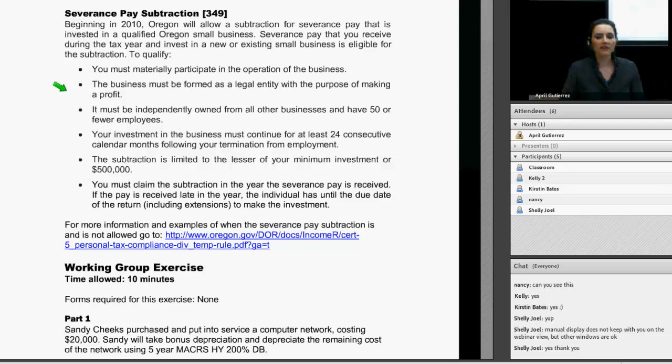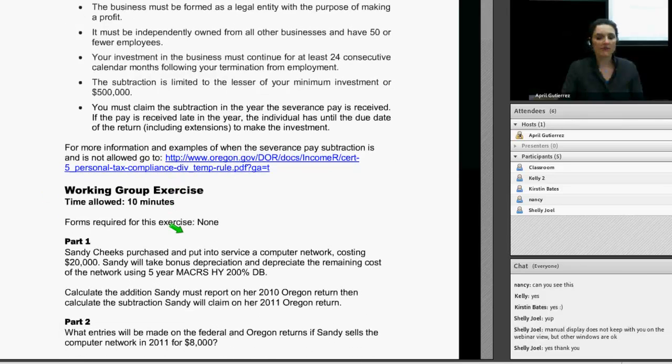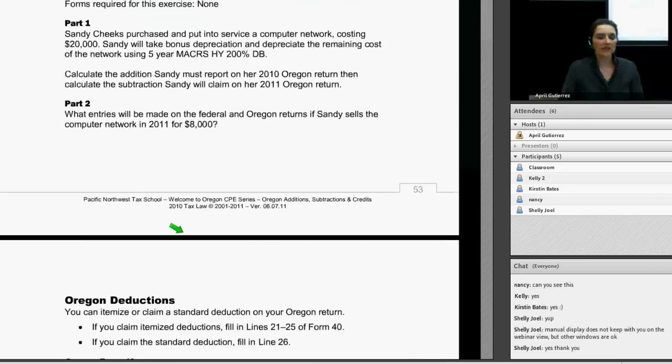The business must be formed as a legal entity with the purpose of making a profit. It must be independently owned from all other businesses and have 50 or fewer employees. Your investment in the business must continue for at least 24 consecutive calendar months following your termination from employment. The subtraction is limited to the lesser of your minimum investment, or $500,000. You must claim the subtraction in the year the severance pay is received. If the pay is received late in the year, the individual has until the due date of the return, including extensions, to make the investment. For more information and examples of when the severance pay subtraction is and is not allowed, follow this URL.